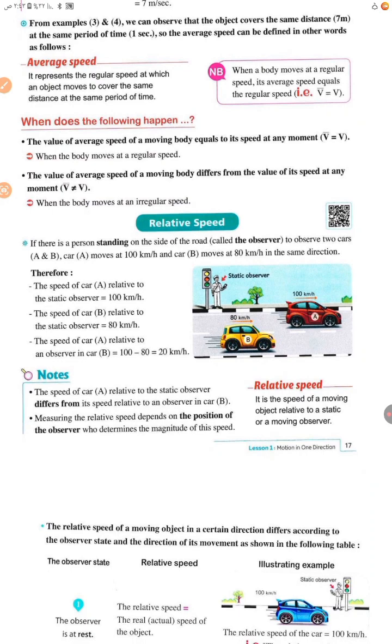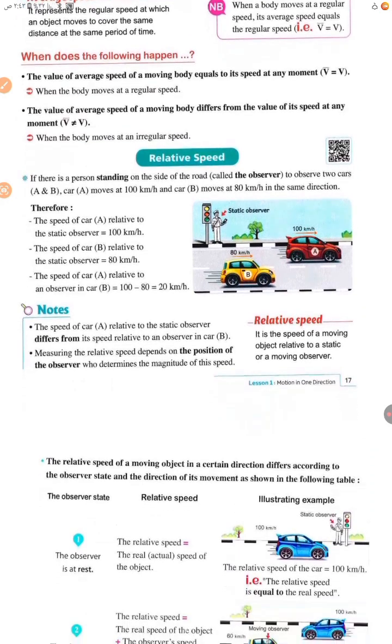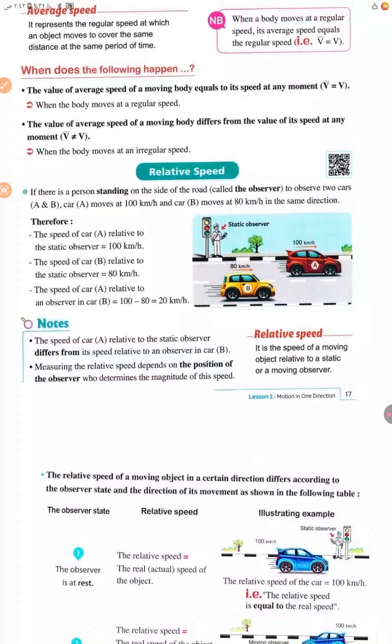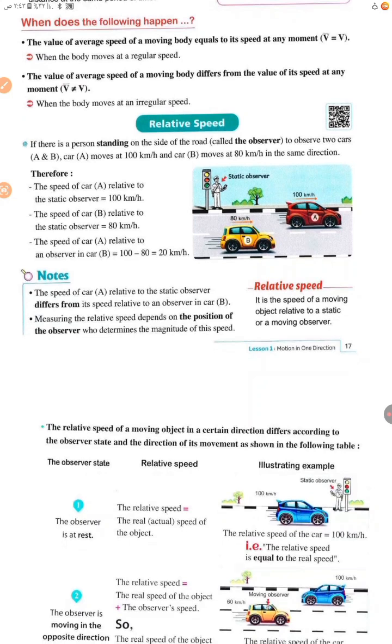ملحوظتين مهمين. When does the following happen? متى يحدث الآتي؟ The value of the average speed of a moving body equals its speed at any moment when the body moves at a regular speed. The value of the average speed of a moving body differs from the value of its speed at any moment when the body moves at an irregular speed. ودي منطقية جدا.